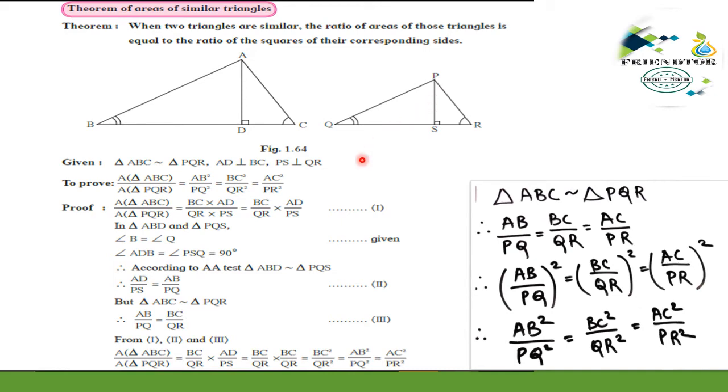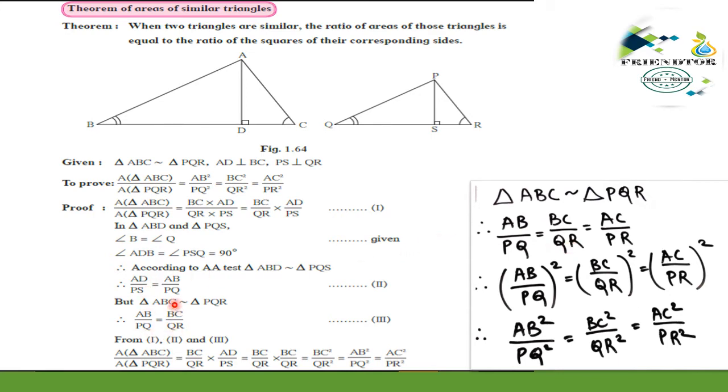Once they are similar, let's find the ratios. So AD upon PS is the same as AB upon PQ. Why did we choose AD upon PS? Because that is what we are trying to find, whether it matches BC upon QR or not. Now since ABC and PQR are similar triangles, this is already given, right? These two triangles are similar. So from here, if you observe what I have written, AB upon PQ is the same as BC upon QR. So the same thing they have written here.